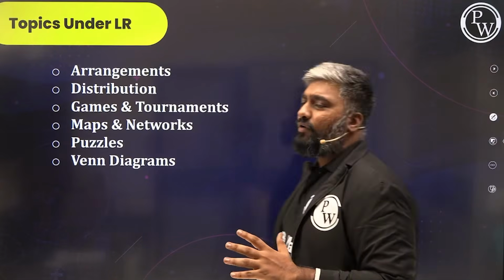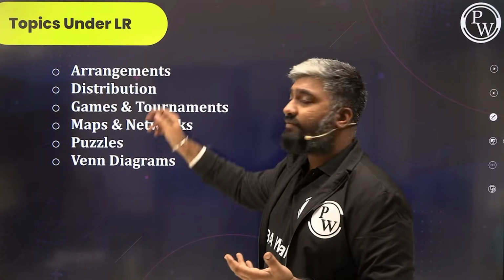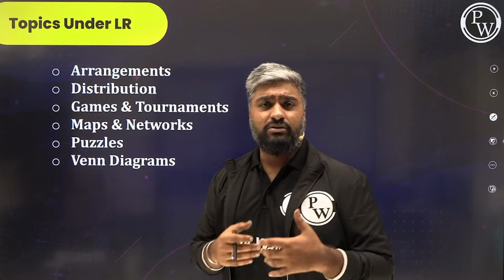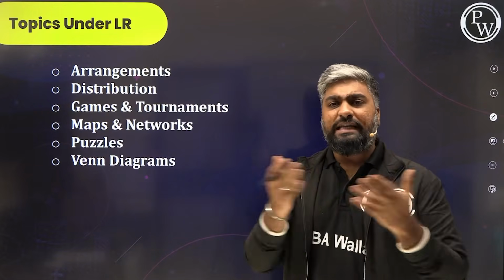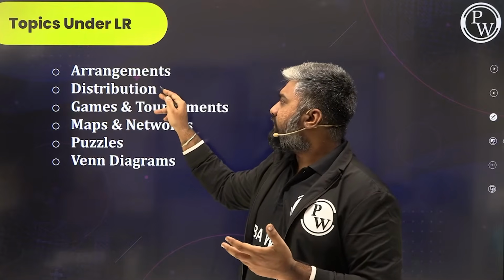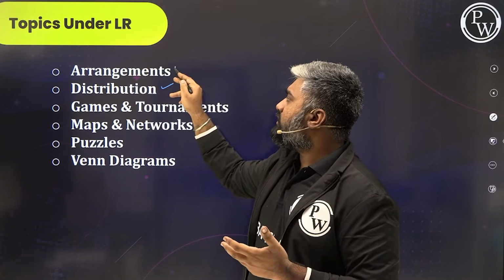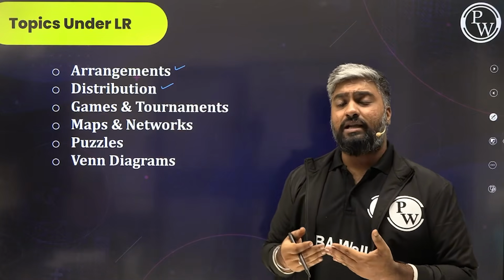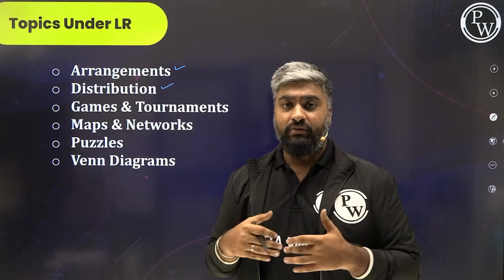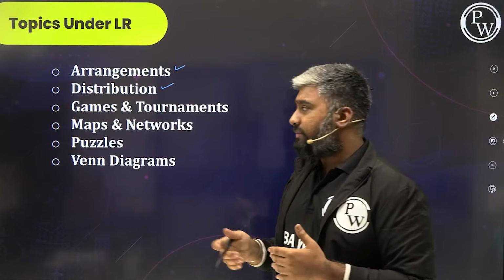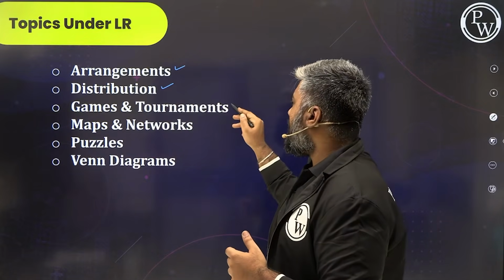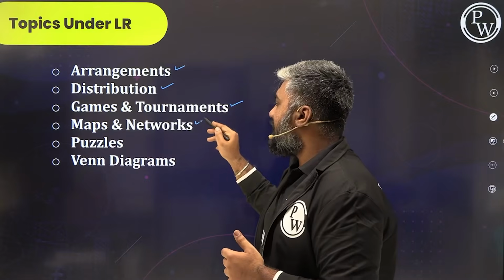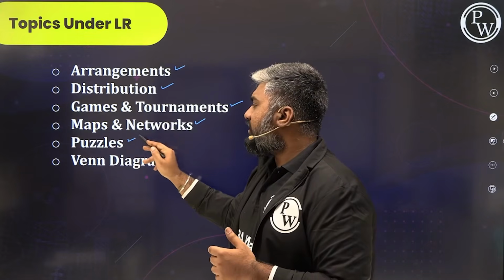These are the topics that fall under logical reasoning. We have arrangements, could be seating arrangements, could be arrangements in general, linear, circular. Then we have distribution, where we talk about arranging. Distribution is also arrangement, but then it's arranging in a grid where there are more than one factors that come into play. Then we have games and tournaments, we have maps and networks. Then we have general puzzles, right?